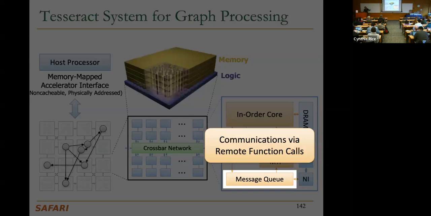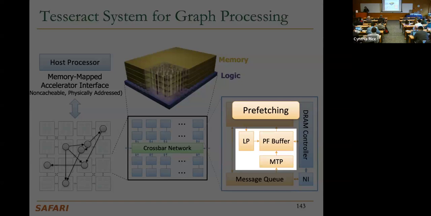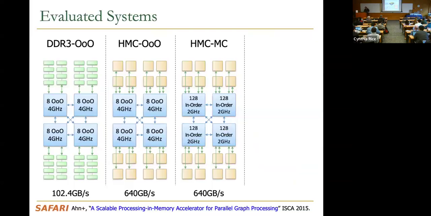I've already said this. So the programming model is very similar to distributed system programming, except we do it at a micro scale, as you can see. And we have a prefetching mechanism because there's ample bandwidth available to each of these cores.